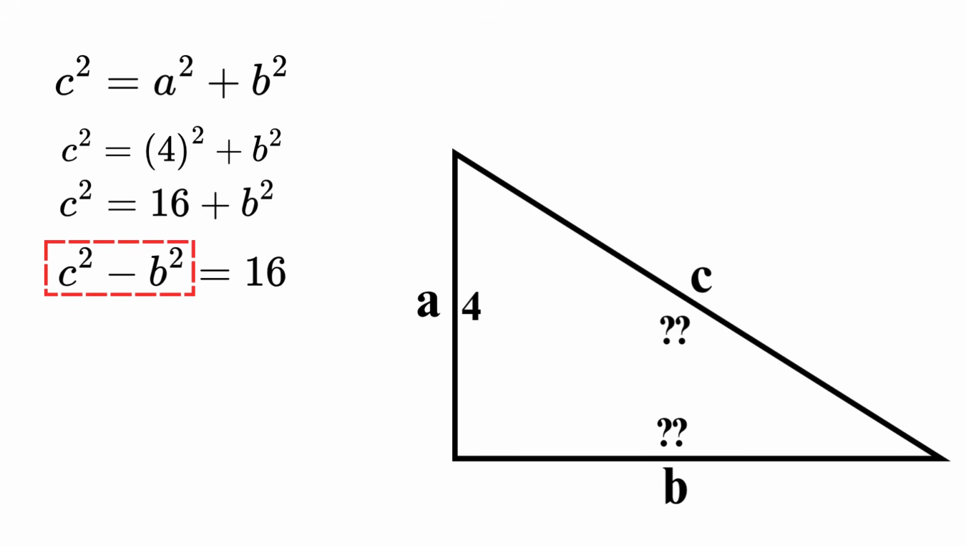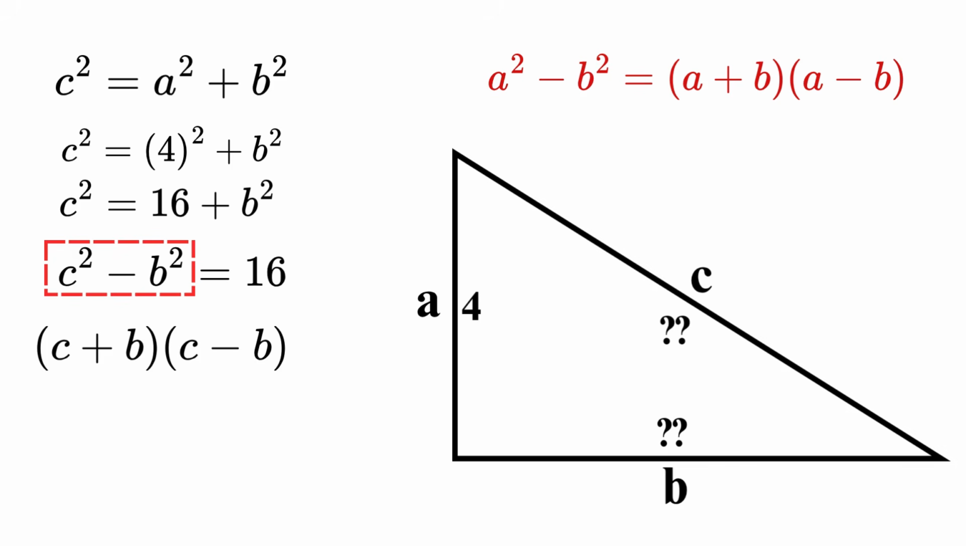The difference of squares identity tells us that if we have a squared minus b squared, we can write it as a plus b times a minus b. So, applying this identity to our equation, the left side, c squared minus b squared, becomes c plus b times c minus b. And this side equals 16. So, our equation becomes c plus b times c minus b equals 16.